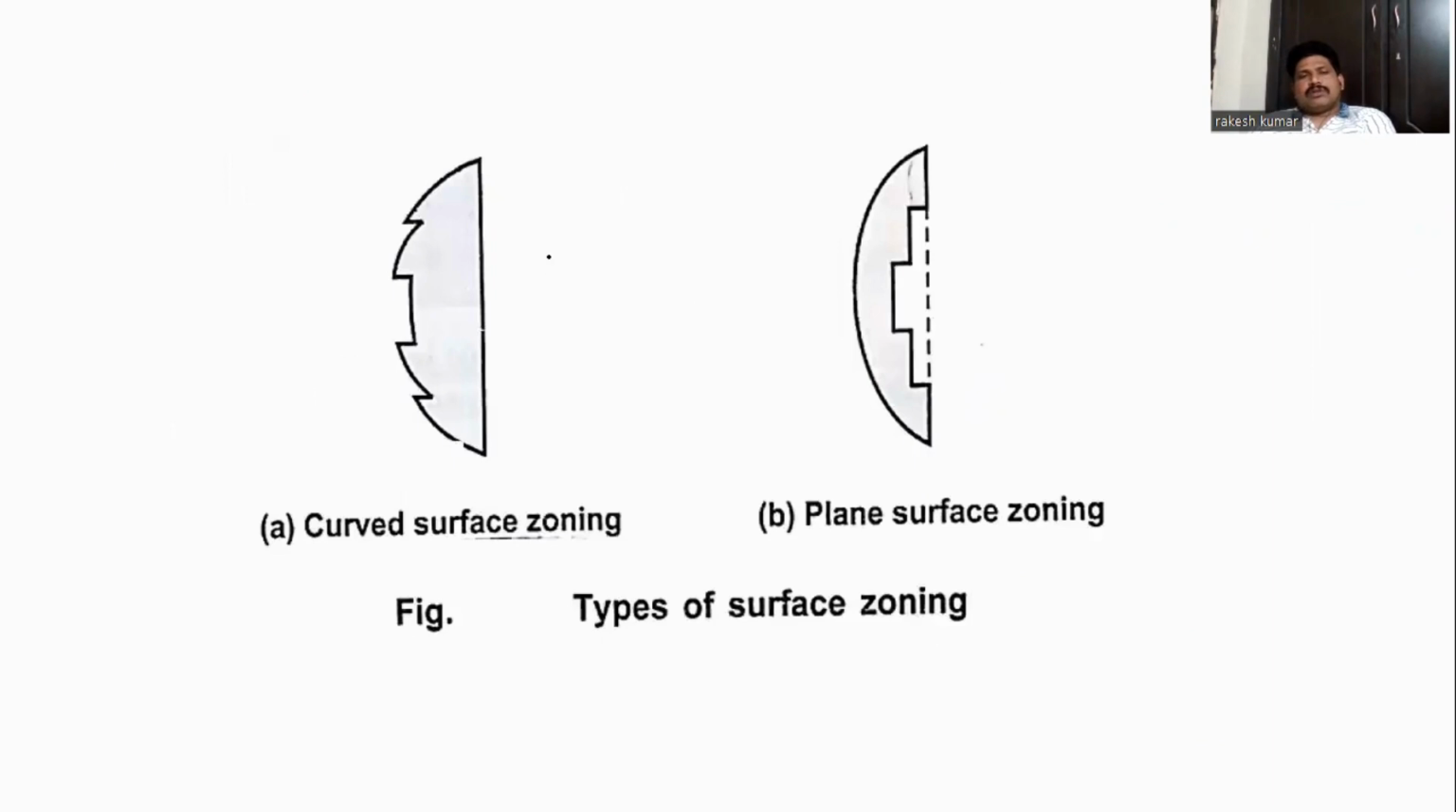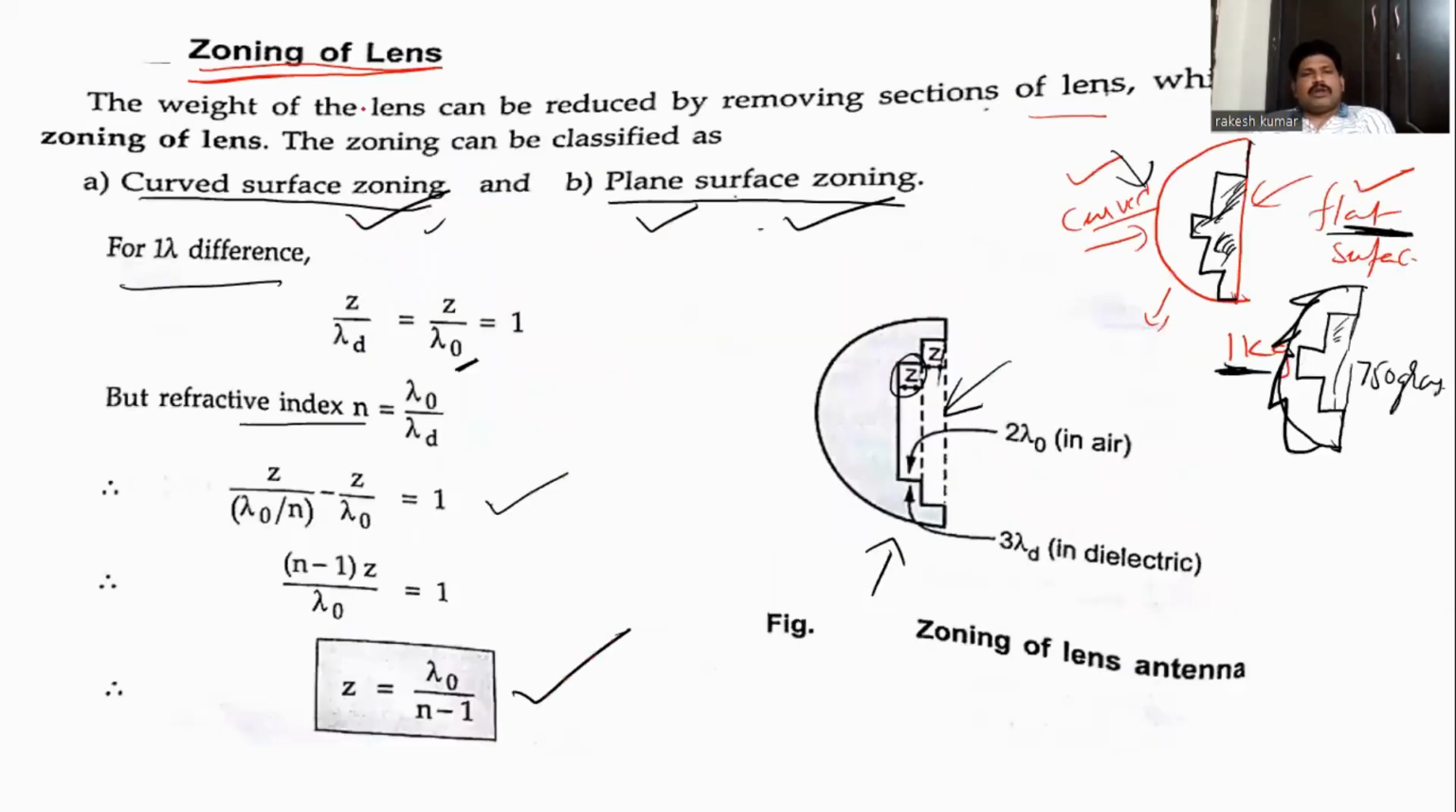So this is curved surface zoning. Here we have removed this portion, some portion on the curved surface. Here I have removed some portion on the plane surface. This is the diagram for curved surface zoning and this is the diagram for plane surface zoning. Zoning means the weight of the lens can be reduced by removing sections of the lens.